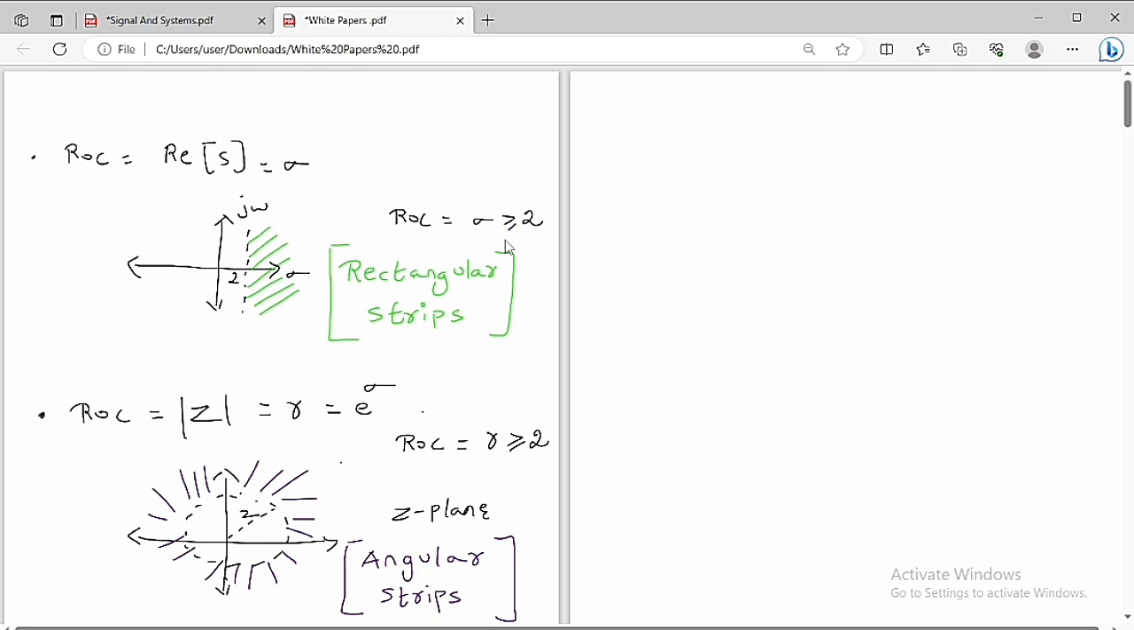So therefore here the ROC is an annular strip. Finally I can say in the case of Laplace transform, the ROC is in the format of rectangular strips, whereas in the case of Z transform, the ROC is in the format of annular strips. So these things you always have to keep in mind.